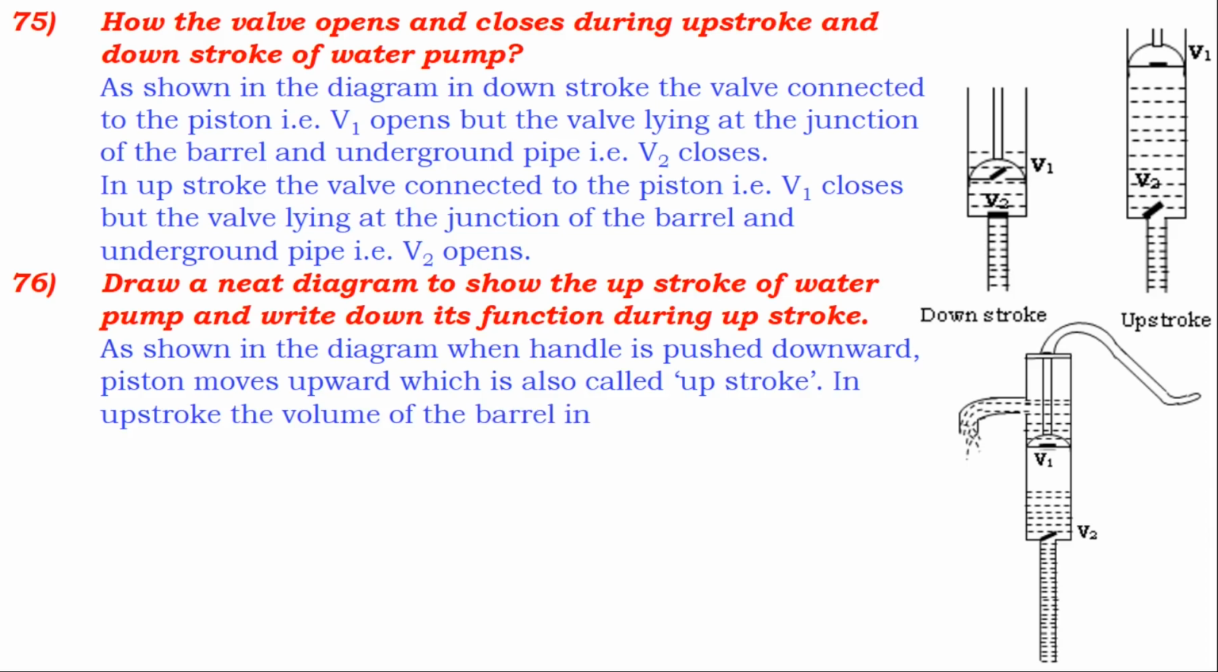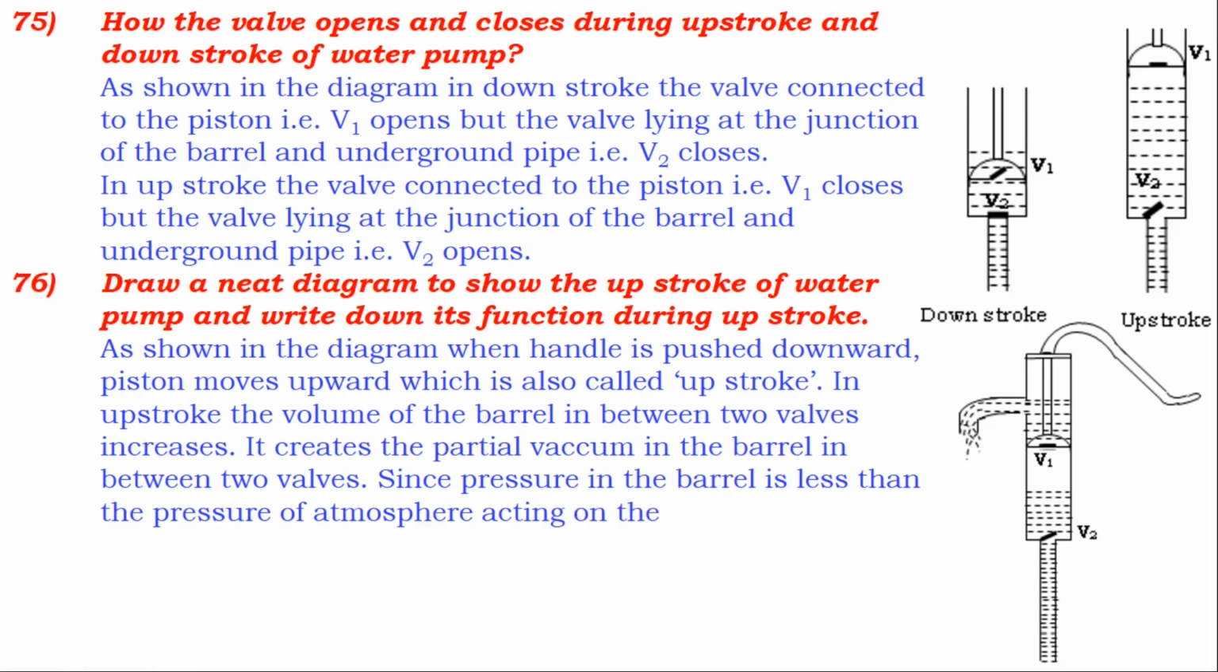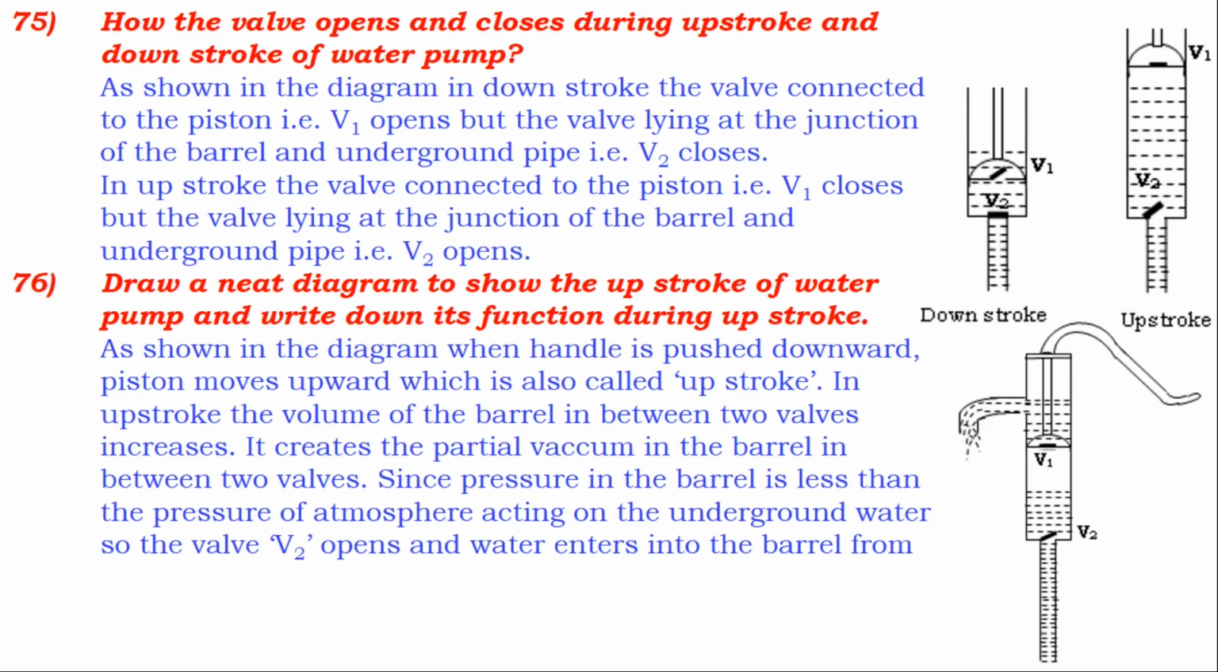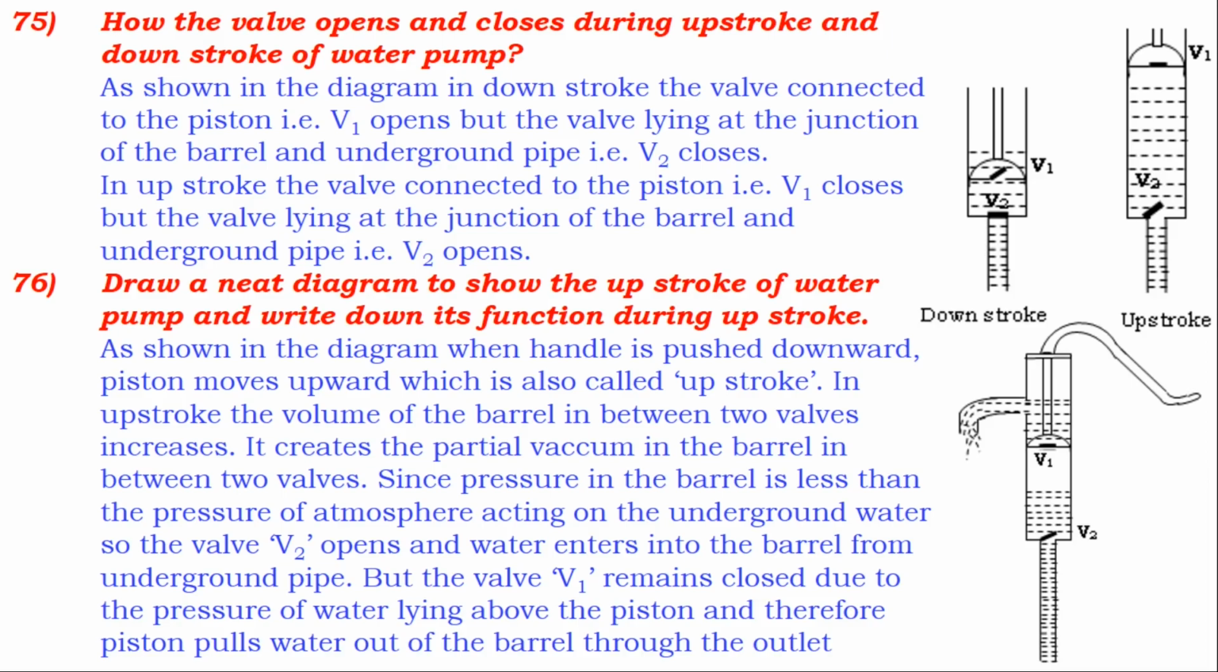In upstroke, the volume of the barrel in between the two valves increases. The volume increases here and it creates a partial vacuum in the barrel in between the two valves. Since the pressure in the barrel is less than the pressure of the atmosphere acting on the underground water, the valve B2 opens and water enters the barrel from the underground pipe. But the valve B1 remains closed due to the pressure of water lying above the piston, and therefore the piston pulls water out of the barrel through the outlet. Here it is the outlet and water is pulled out.